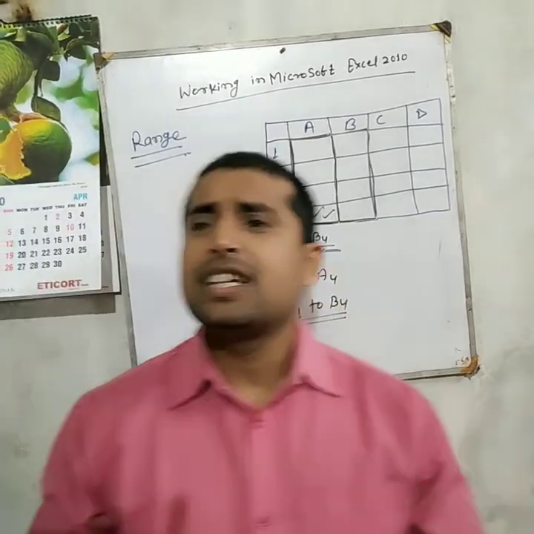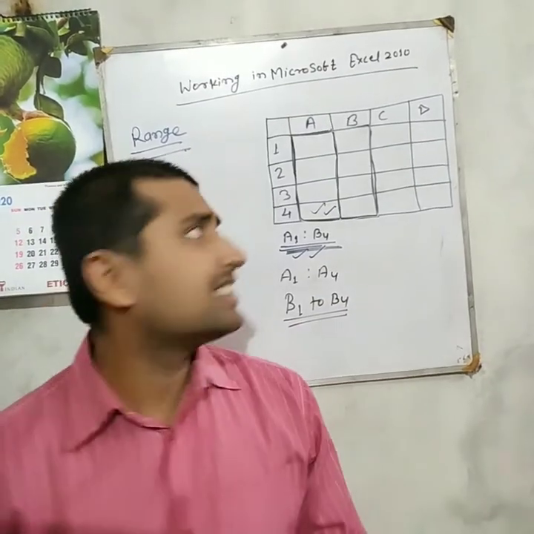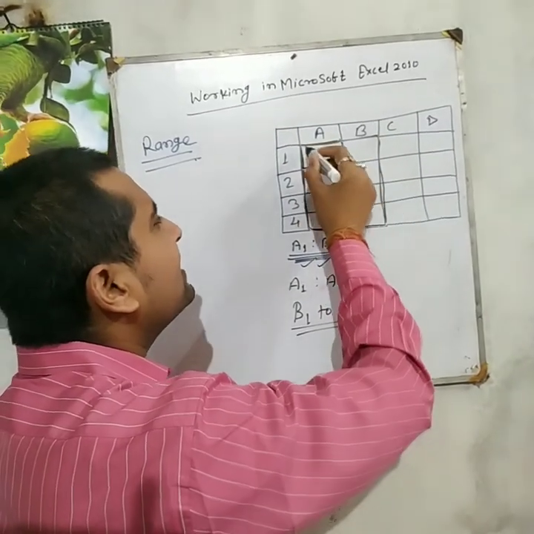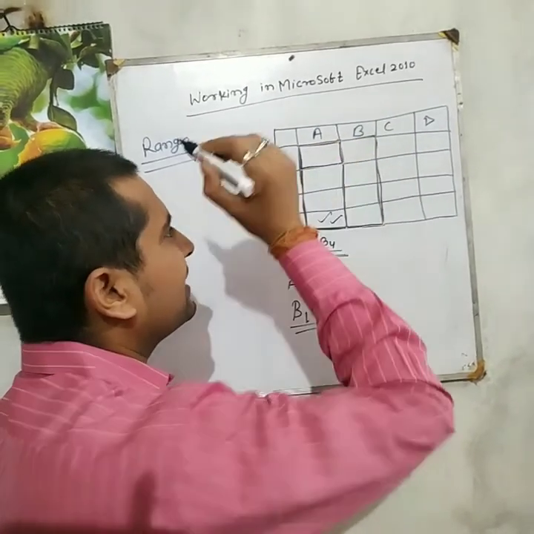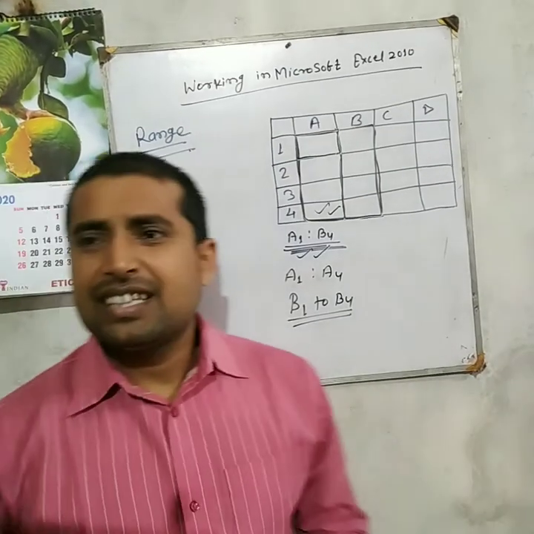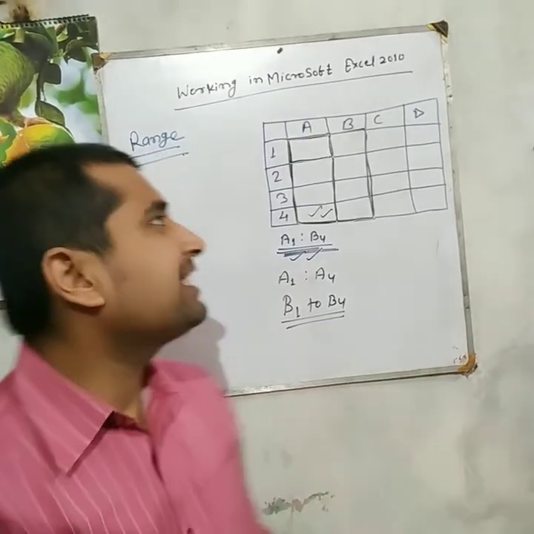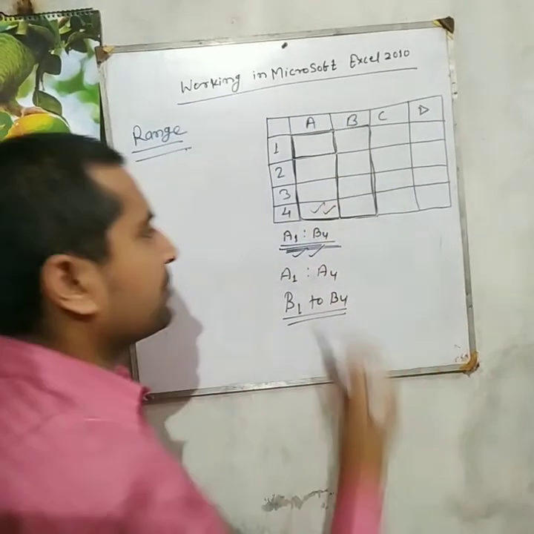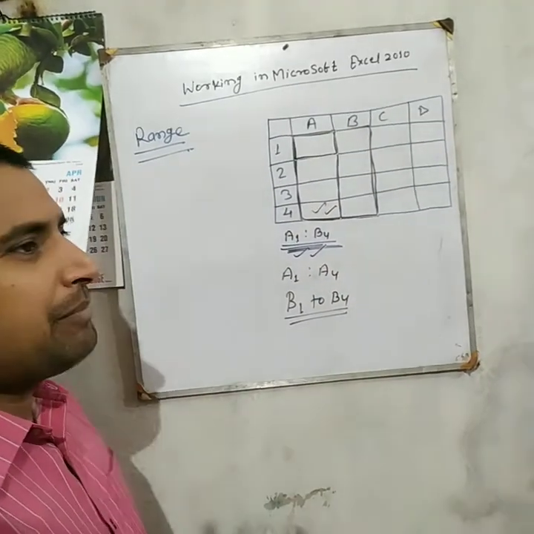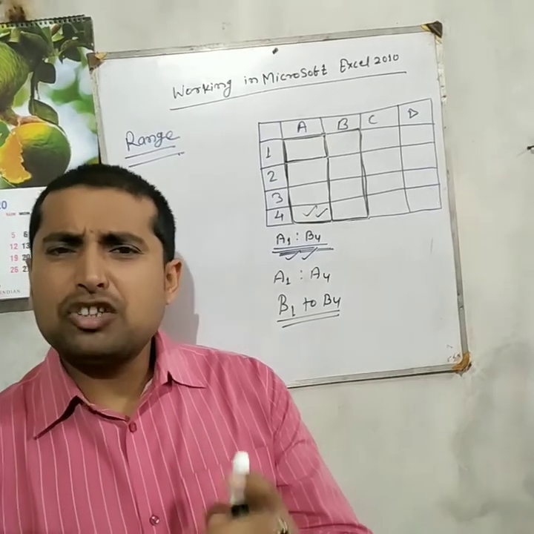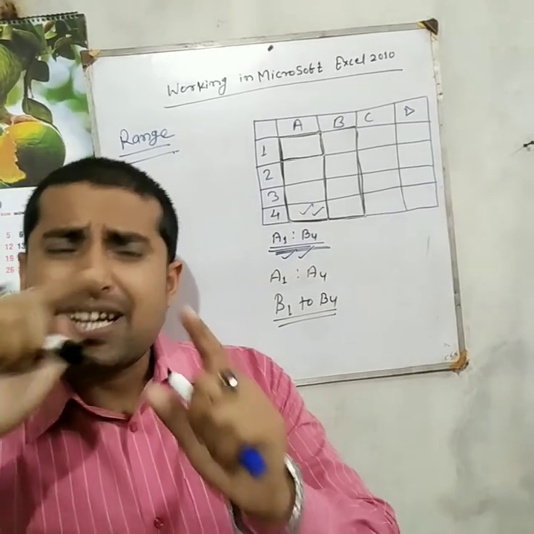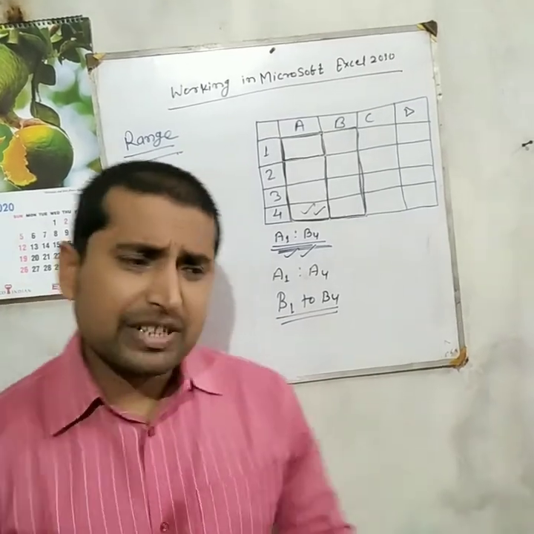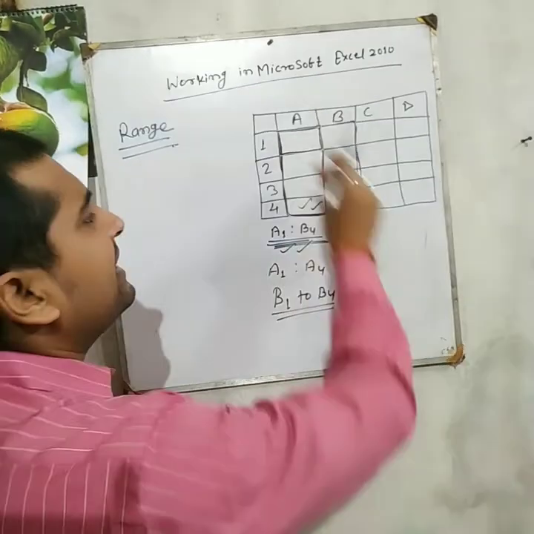See, first, click in the first cell in the range. Number 2, drag the mouse pointer to the last cell, that is A1 to B4. Dragging means holding the mouse pointer and pulling it. Pressing the mouse button and pulling is what we call dragging.